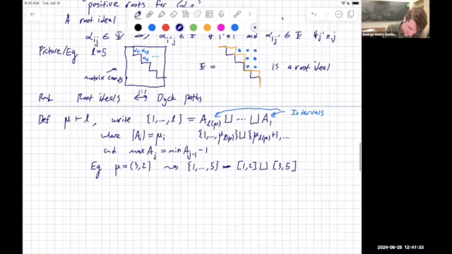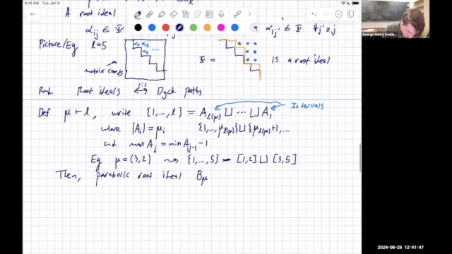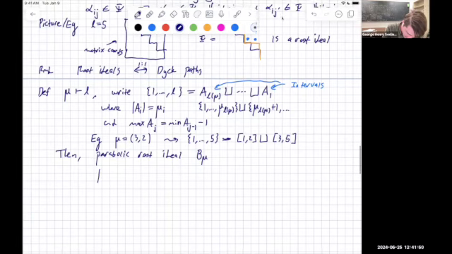Okay, so then with this construction, I can define something called a parabolic root ideal. So then we have a parabolic root ideal for mu, and that is going to be the collection of roots alpha ij, where i and j are in distinct intervals.